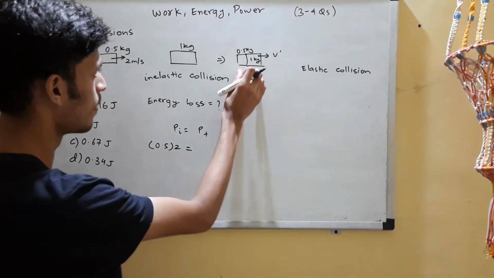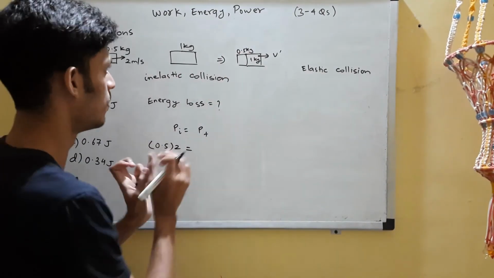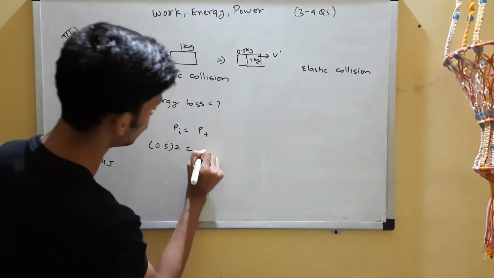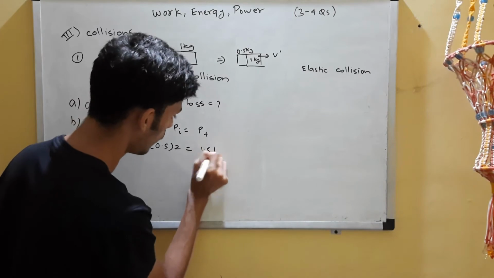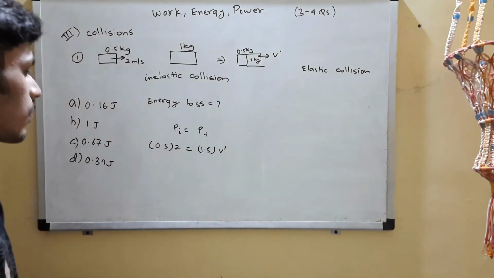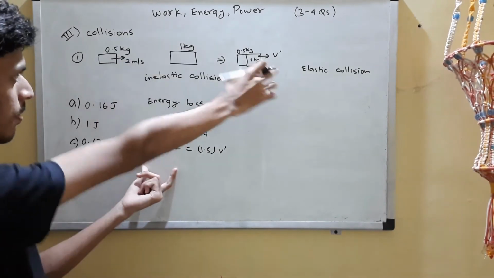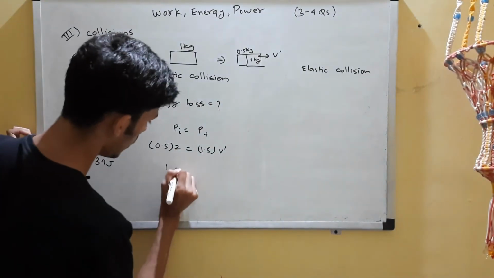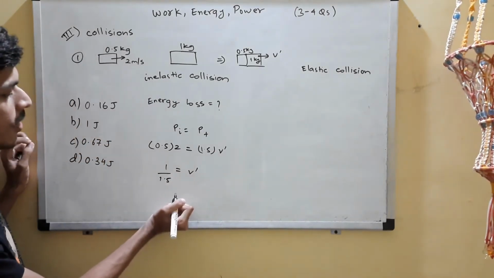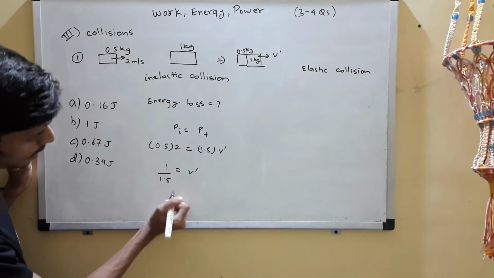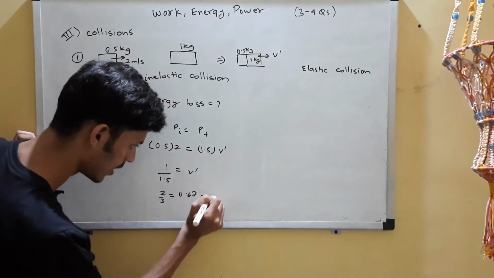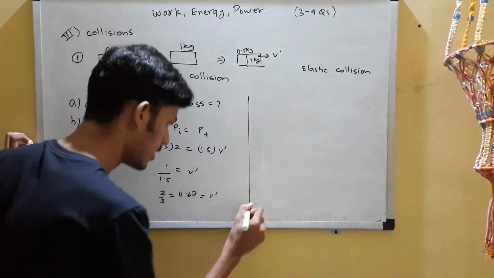Here, if you see both of them, you have to add the masses, right? These two are moving together with velocity v dash. So 0.5 plus 1, 1.5 into v dash, m total into the velocity. This is the initial momentum, this is the final momentum. Let's find what v dash is. V dash is 1 by 1.5, and 1.5 is 3 by 2, so it is 2 by 3, or 0.67. Okay, 0.67 is our v dash.